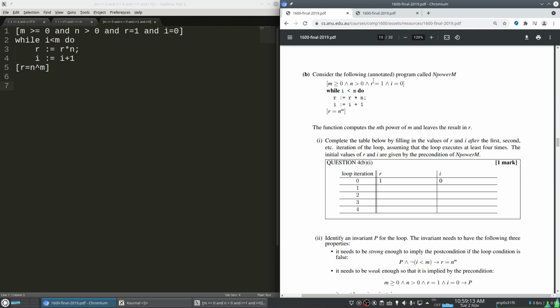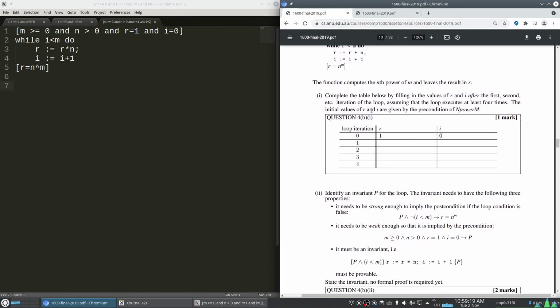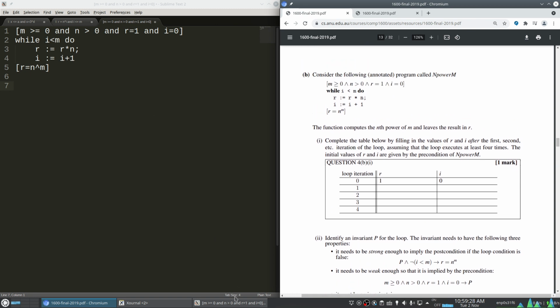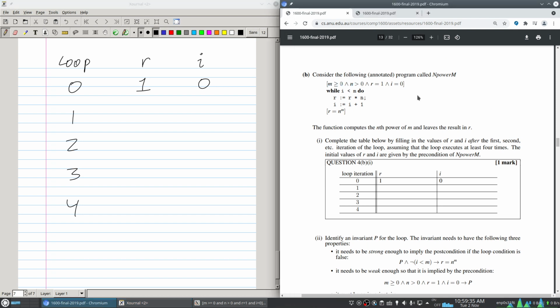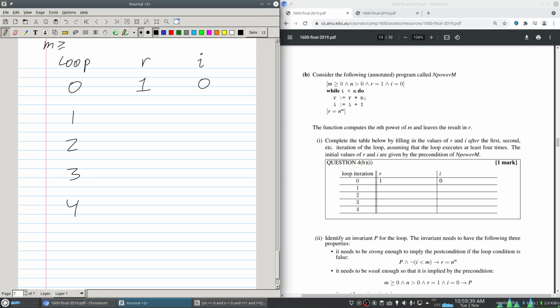Okay, consider the following annotated program called n power m, which allegedly computes n to the power of m. The first thing we have to do is compute a table by filling in the values of r and I after we run the loop at least 4 times. So we're told what the values of I and r are before the code runs. We don't have enough information to deduce what m and n are, so I'm just going to let them be arbitrary. So let's pretend m is some number bigger than 0, and n is some positive constant.